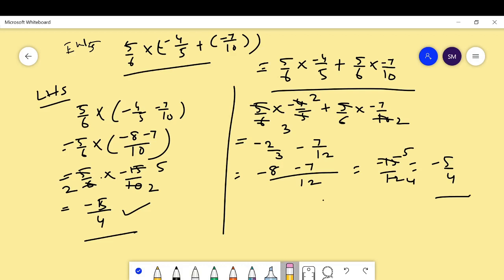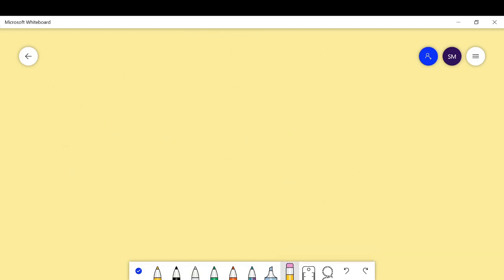Then here we come to the conclusion that in case of rational numbers, the multiplication satisfies closure property, commutative property, associative property, distributive property, multiplicative inverse, multiplicative identity. 1 is called the multiplicative identity, while 0 is called the additive identity.